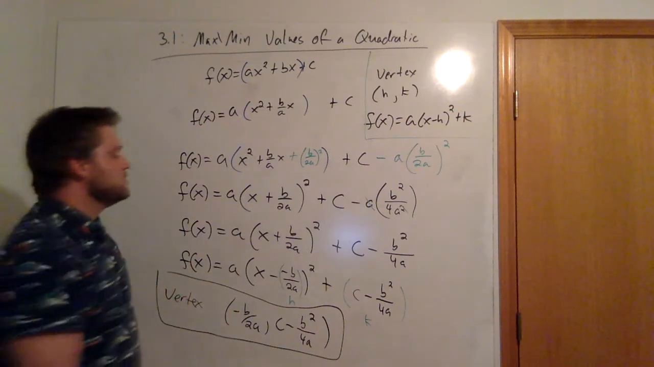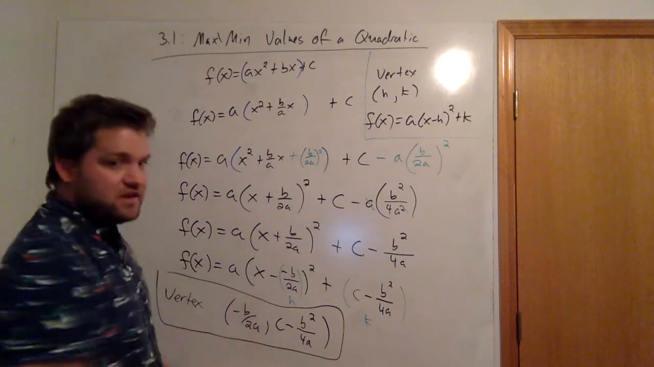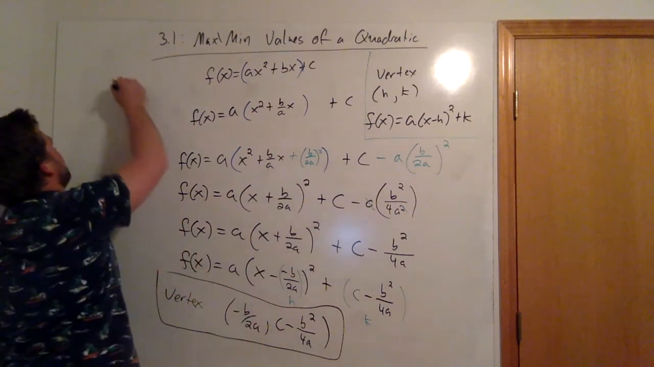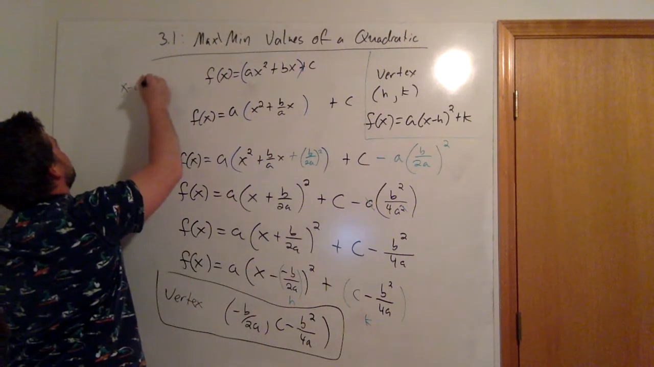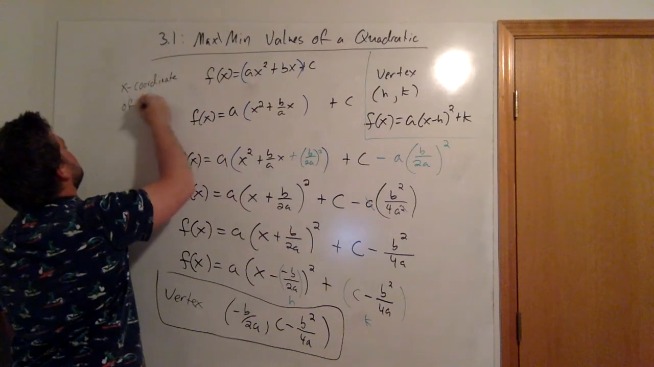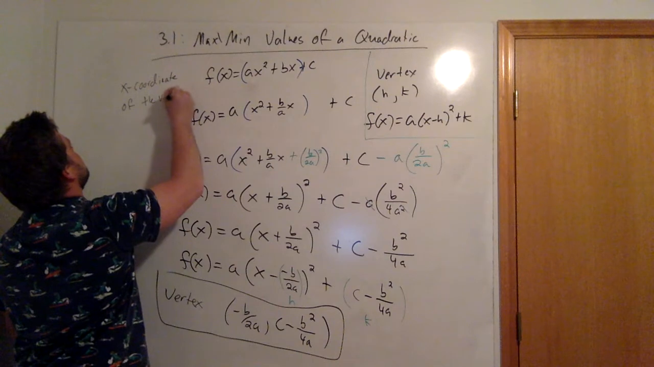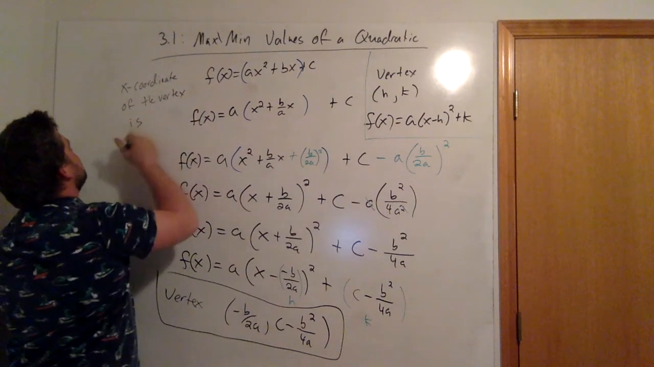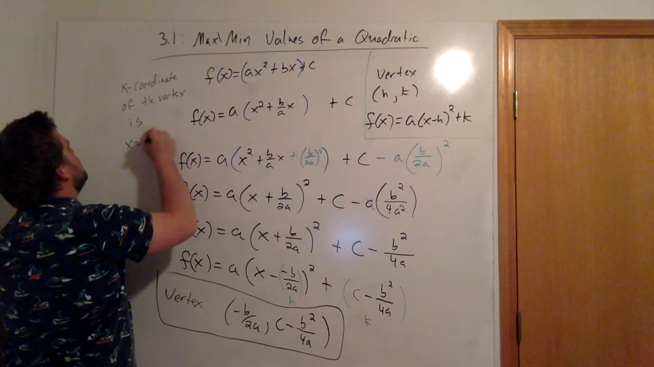So what I would really like us to take away from this is that the x-coordinate of the vertex is x equals negative b over 2a.